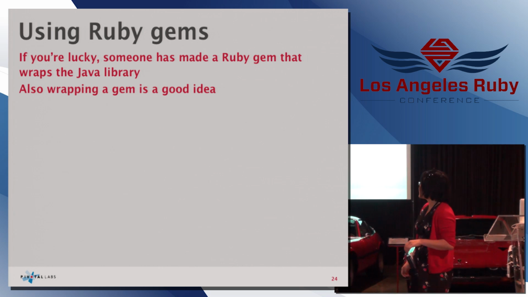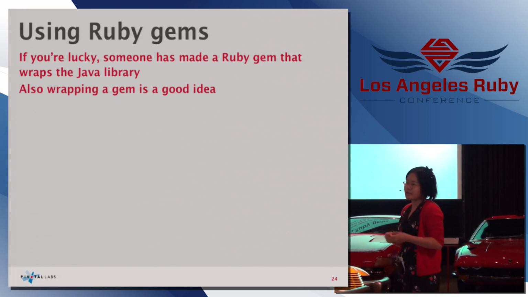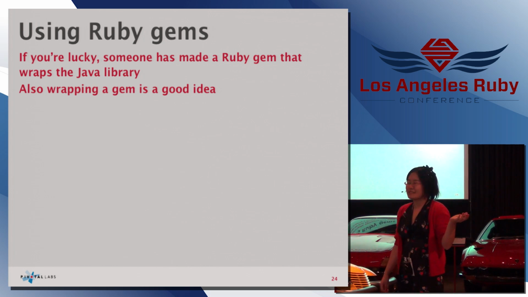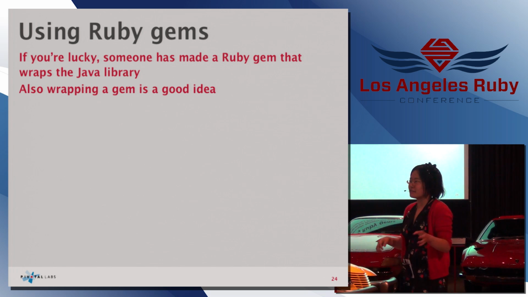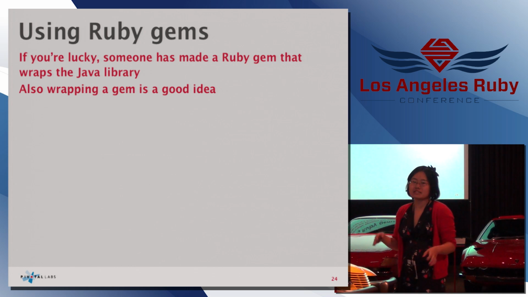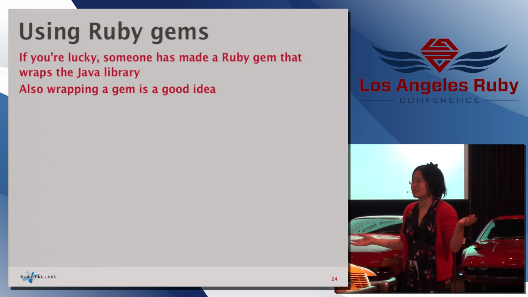And if you're lucky, somebody has already made a Ruby gem that wraps a Java library, so you won't even have to deal with the Java code itself. And just a friendly pointer: if you're planning on calling out to Java code, it's also a good design pattern to wrap it in a gem rather than calling the Java code sprinkled throughout your Ruby code, because it kind of looks ugly.